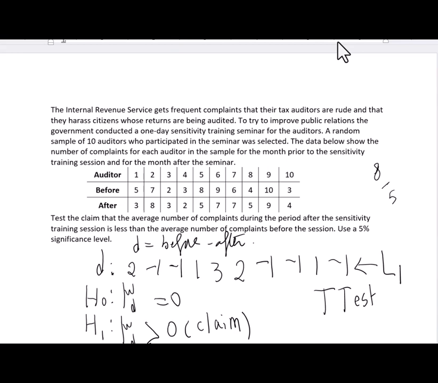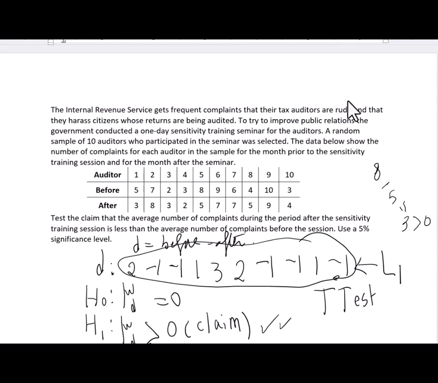Ask yourself, what's 8 minus 5? You're going to answer it is 3. Then ask yourself, is 3 positive or negative? You're going to say positive, greater than 0. Then this will be your claim: the mean of the difference is greater than 0. H0 is always a statement of equality, so the mean of the difference is equal to 0. And then you put this data on the calculator in L1, and you run a t-test, a one sample t-test.